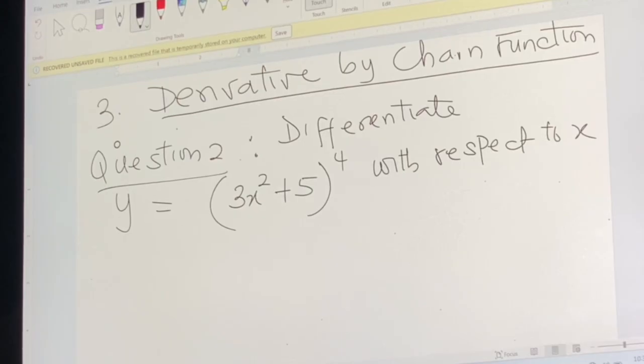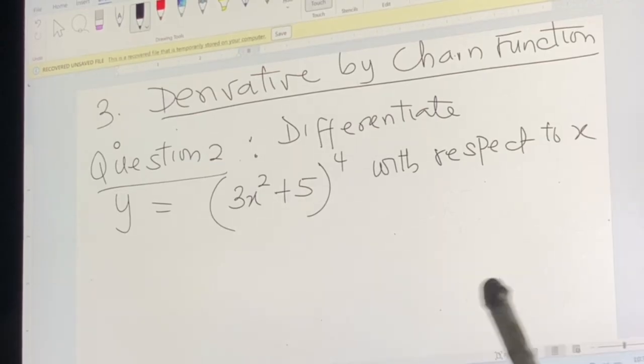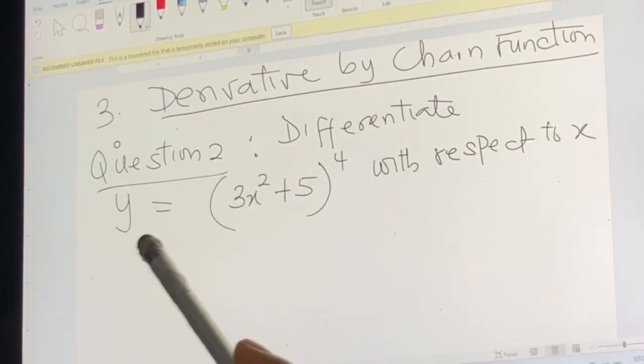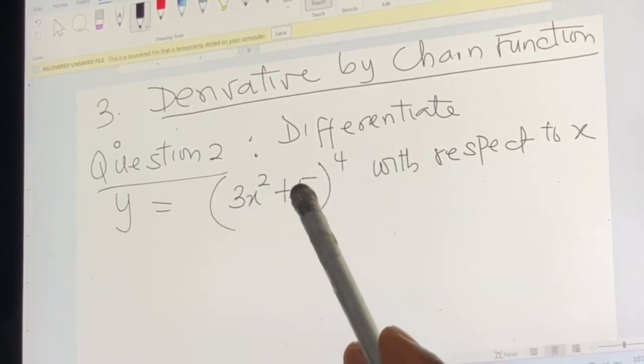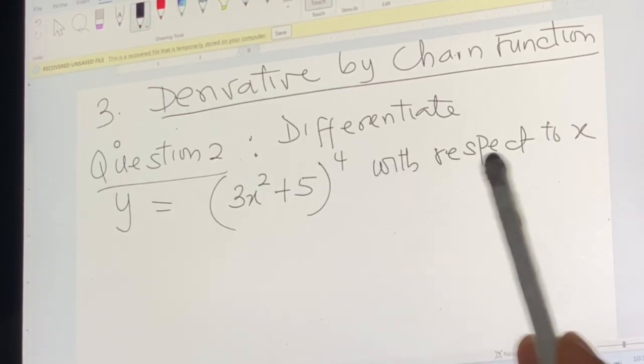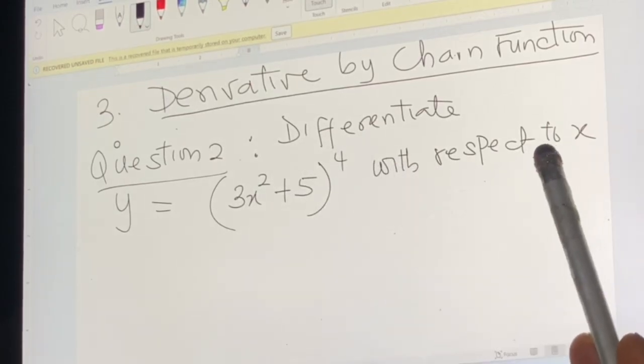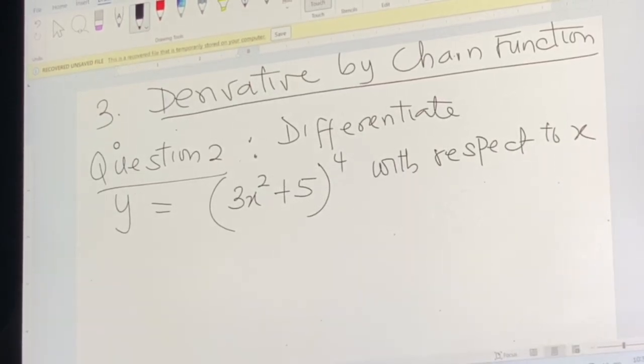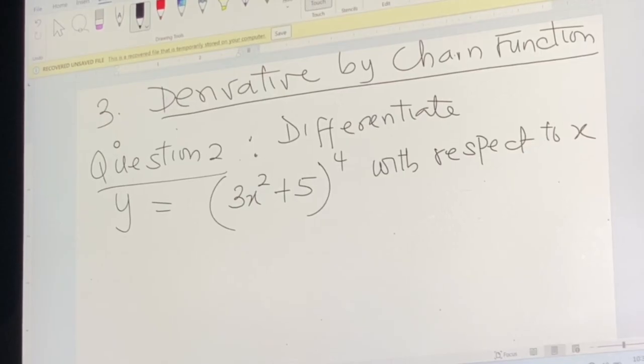In this video, we're going to focus on how to differentiate chain functions. We are given question 2 here. They said differentiate y equals (3s squared plus 5) to the power of 4 with respect to s. Now, this is what you have to understand: whenever you are given a question to differentiate, the first thing you have to do is to identify the function.